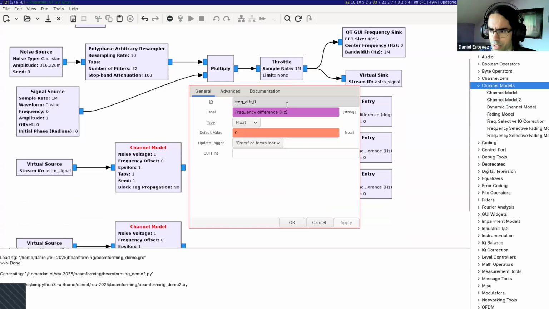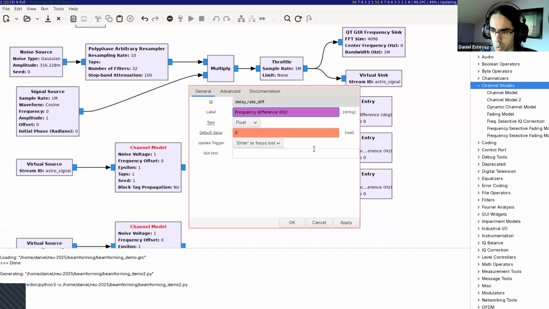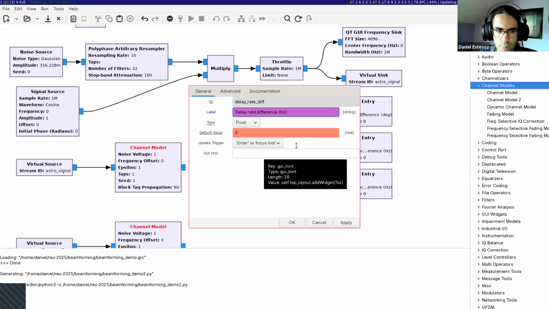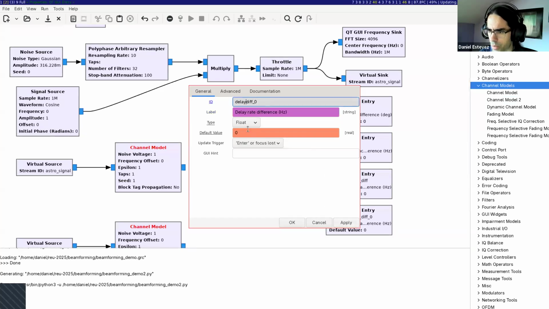What else? There is going to be a delay rate difference. So as I was saying, the delay, the time difference of arrival, is generally not going to be 0 and it's going to be changing over time. So that's what we mean by delay rate difference. And I'm noticing that I also want to add a delay. So we want to have a delay difference as well. And then this is going to be in samples.